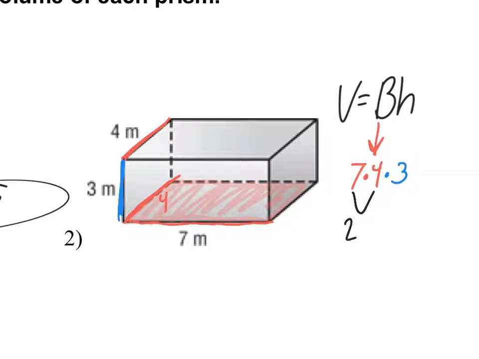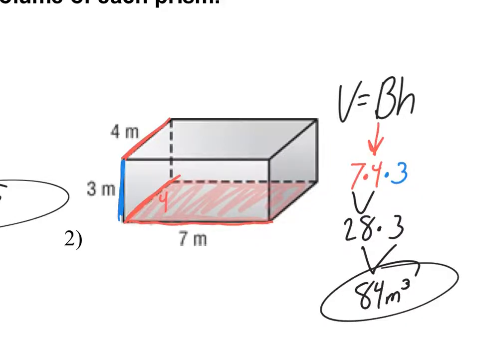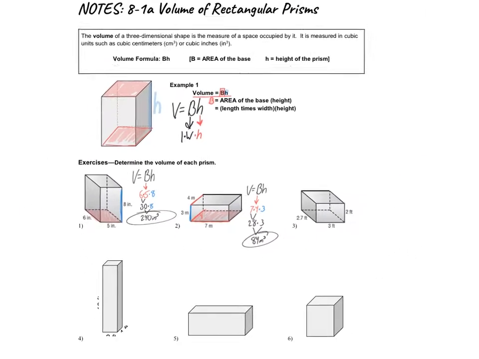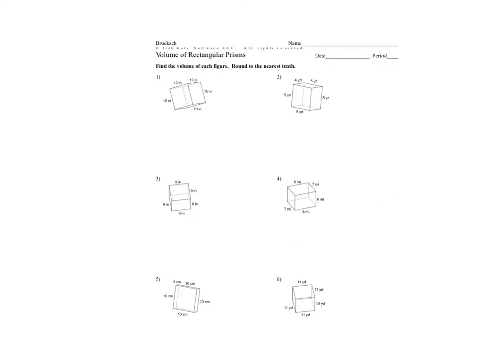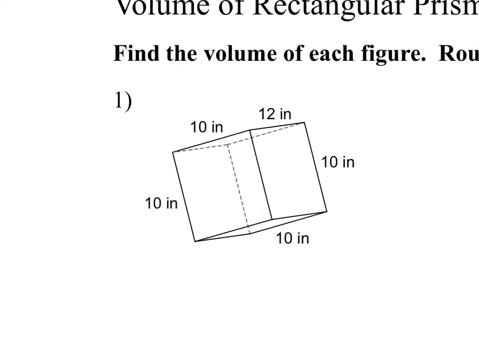7 times 4 is going to be 28. And we'll be doing that times our 3. And 28 times 3 is going to be 84. This will be meters cubed. That's the only example I'm going to be doing for the notes side. I will go through a couple of the homework problems because they're a little bit more difficult to read. Take a look at the homework on number 1.